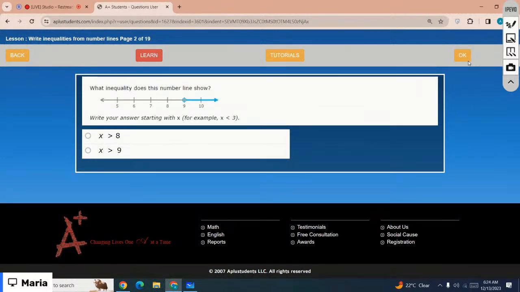Okay, what inequality does the number line show? Which is the correct option? You can see there is an open circle at 9, right? That means 9 is not included in the inequality, but all the numbers that are greater than 9 are. So the correct option is x is greater than 9. Option number 2 is the correct option, right?